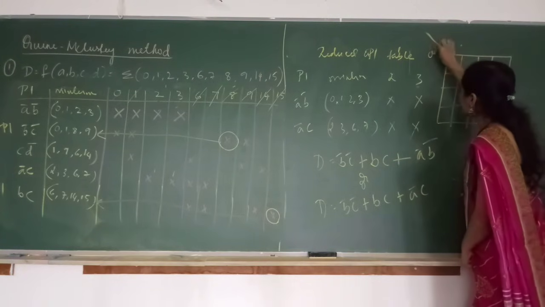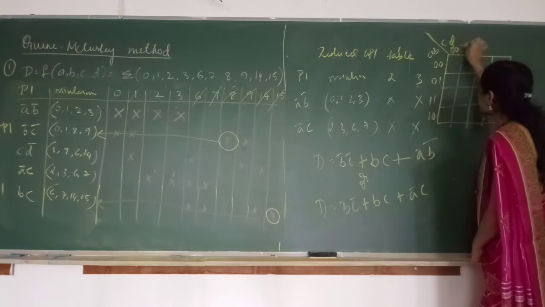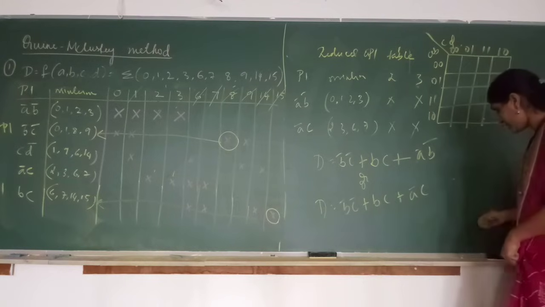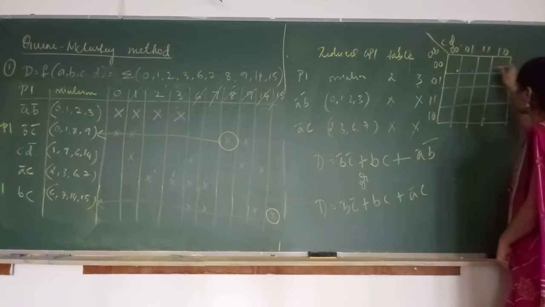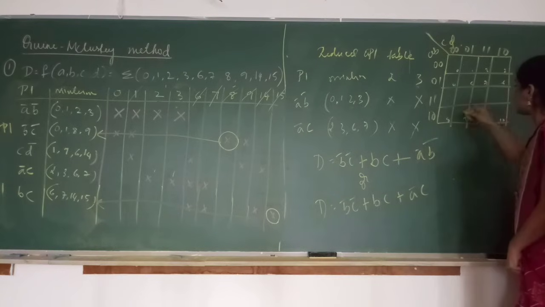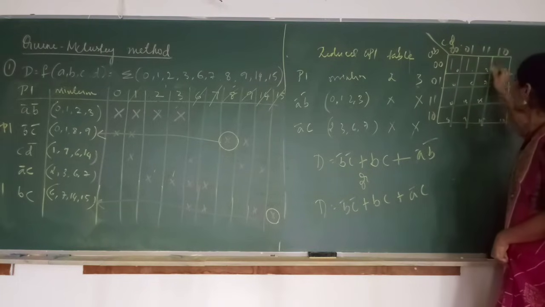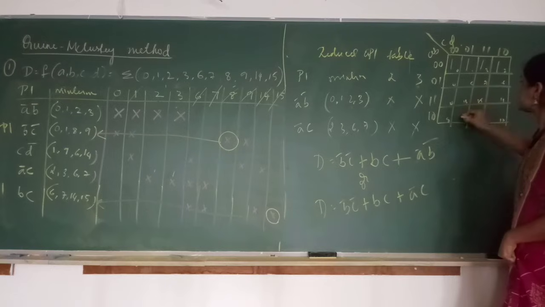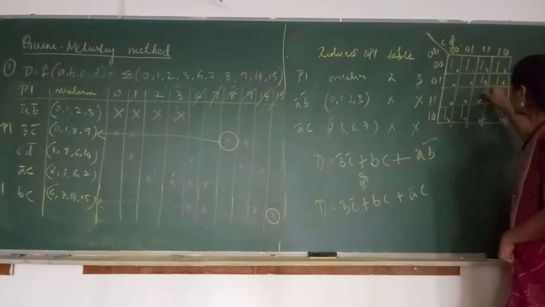So what is this? A, B, C, D. 0, 0, 0, 1, 1, 0, 1, 1, 0, 0, 0, 1, 1, 0, 1, 1. Now name the cells: 0, 1, 2, 3, 4, 5, 6, 7, 8, 9, 10, 11, 12, 13, 14, 15. Fill them in terms: 0, 1, 2, 3, 6, 7, 8, 9, 14, 15.